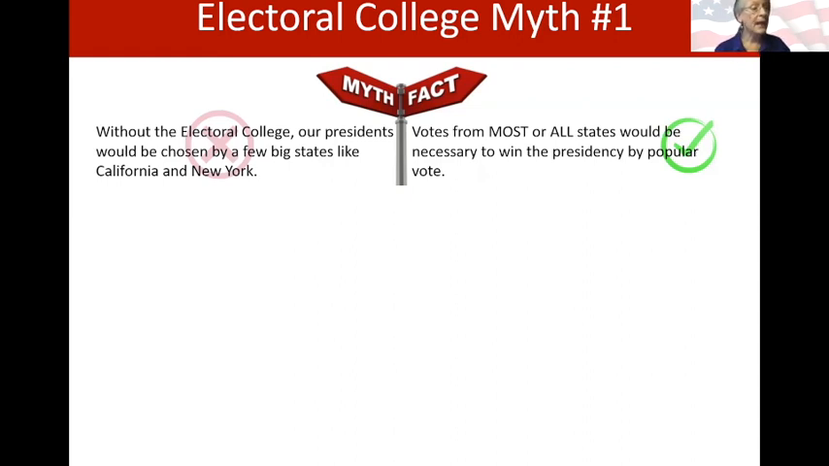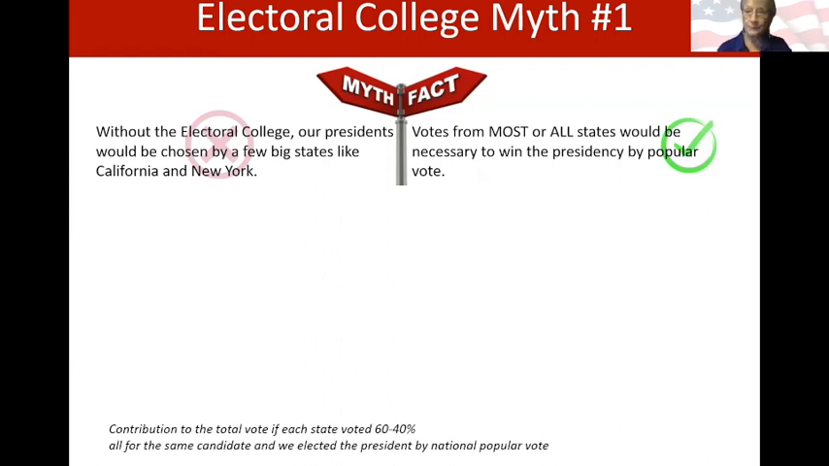Myth number one: without the Electoral College, our presidents would all be chosen by a couple of big states like California, New York, and Texas. Well, let's run through the numbers to see how that would actually play out in an election by the national popular vote.